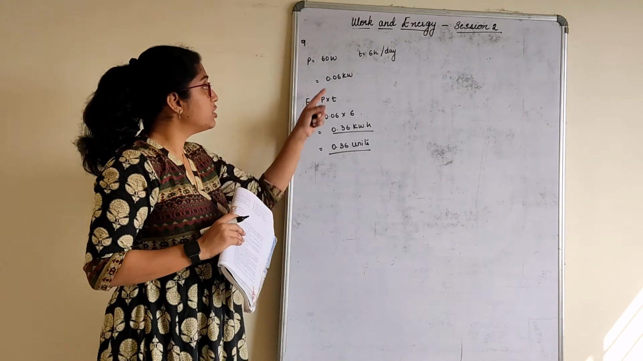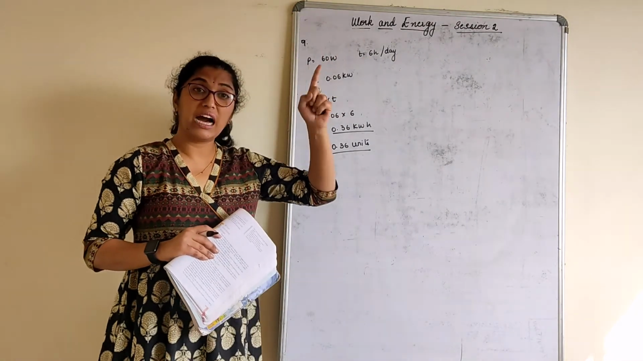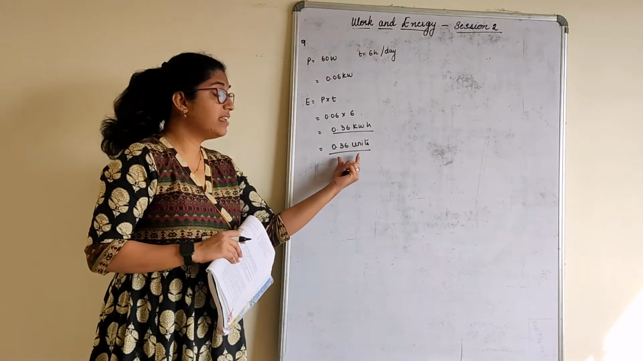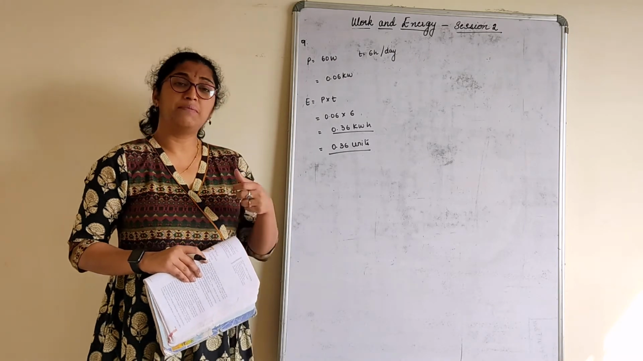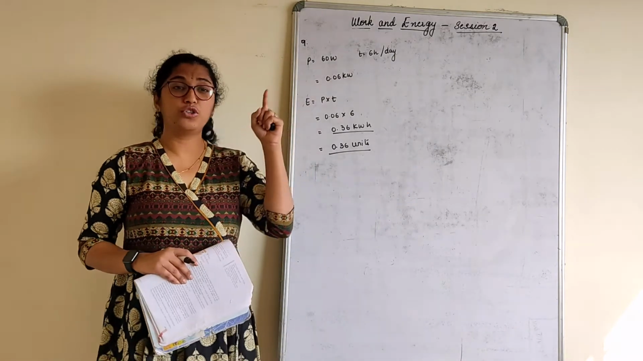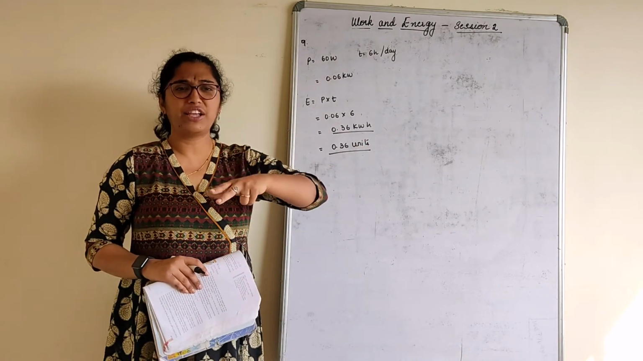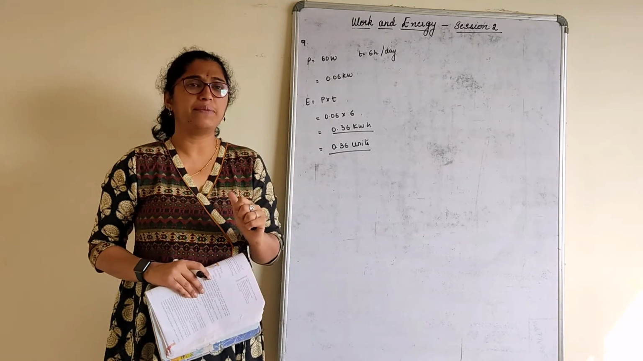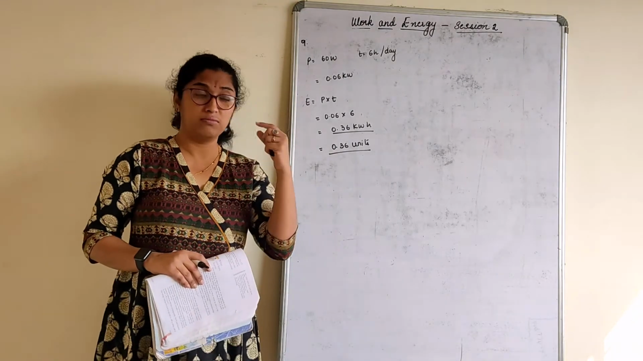Energy consumed by a 60 watt bulb, if it is used for 6 hours in a day, so in one day energy consumption is 0.36 units. So for example, assume this 0.36 as 1 unit. Your 60 watt bulb, what you have at home, if you are using 6 hours in a day, continuously or with breaks in between, whatever total time you utilize, that is for 6 hours you consume.